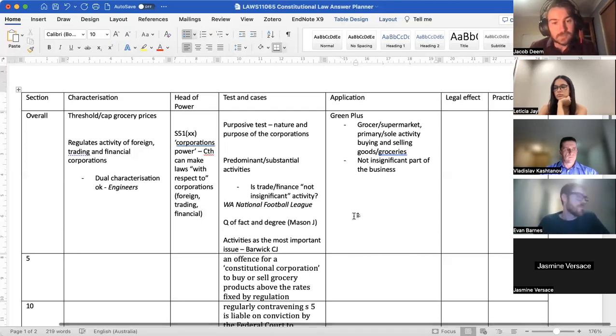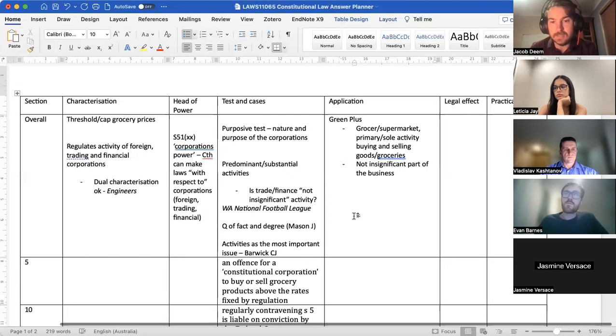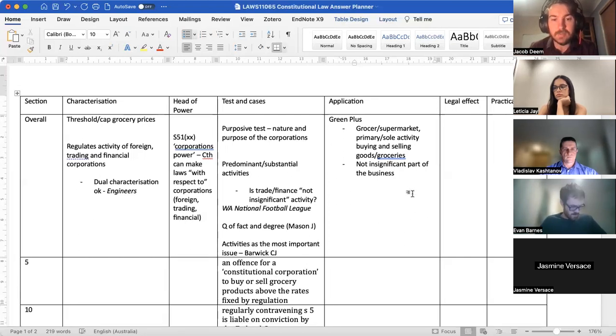So Green Plus, we're pretty happy that its substantial activity is trade, and therefore that would be a constitutional corporation. What about Silver Linings?